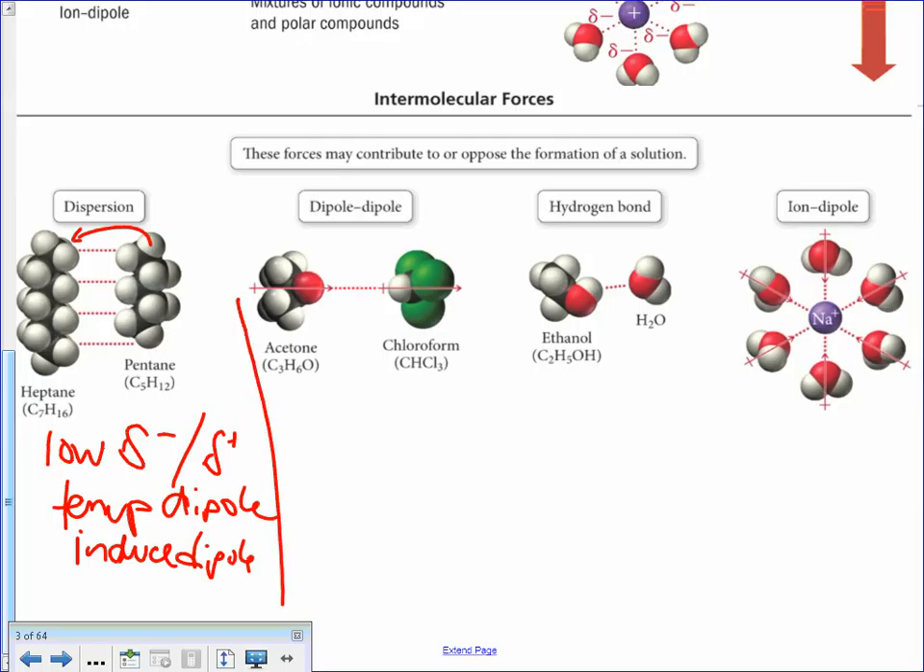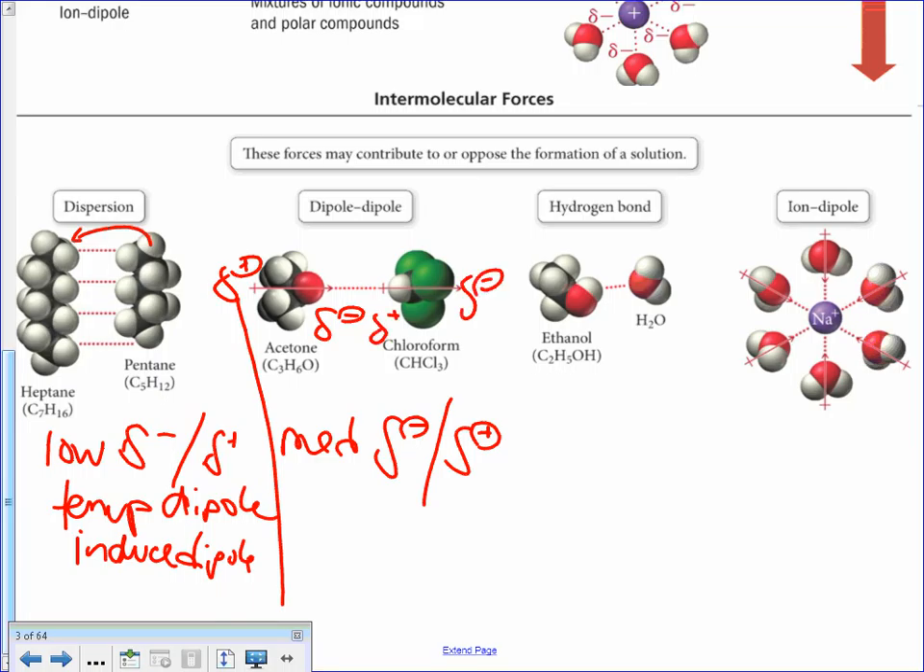Okay, acetone and chloroform. These are going to undergo dipole-dipole interactions, and that's because their partials are bigger than the last one. I'm just going to say medium here, because these are usually between a small electronegativity difference, not a huge electronegativity difference. So this is partially negative on the oxygen side and partially positive on this side. In chloroform, the chlorines are on this side, and these are partially negative. This is partially positive on the hydrogen side. So there's a bit of attraction.